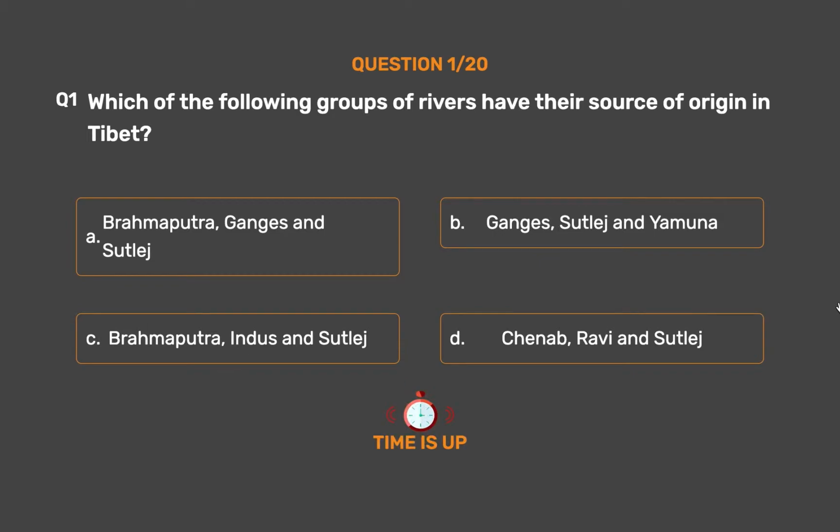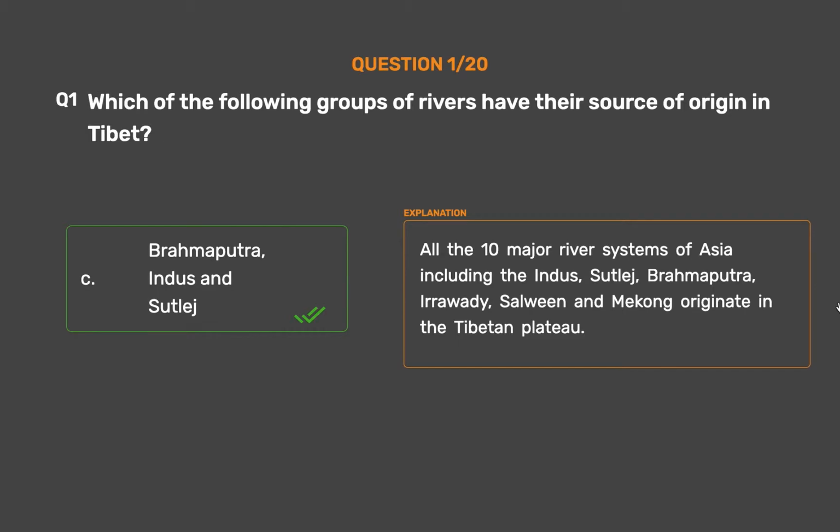The correct answer is Option C. Brahmaputra, Indus, and Satluj. All the 10 major river systems of Asia including the Indus, Satluj, Brahmaputra, Irrawaddy, Salween and Mekong originate in the Tibetan Plateau.